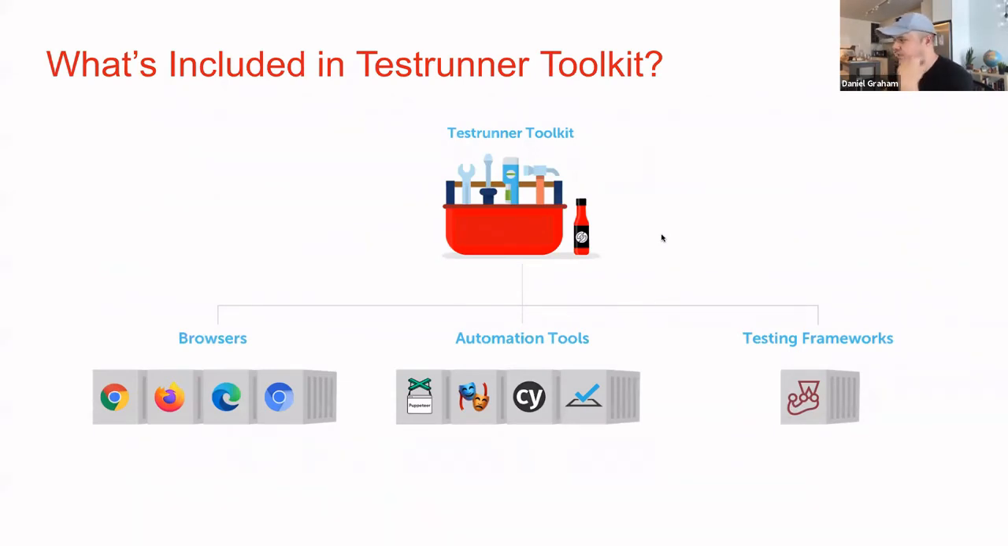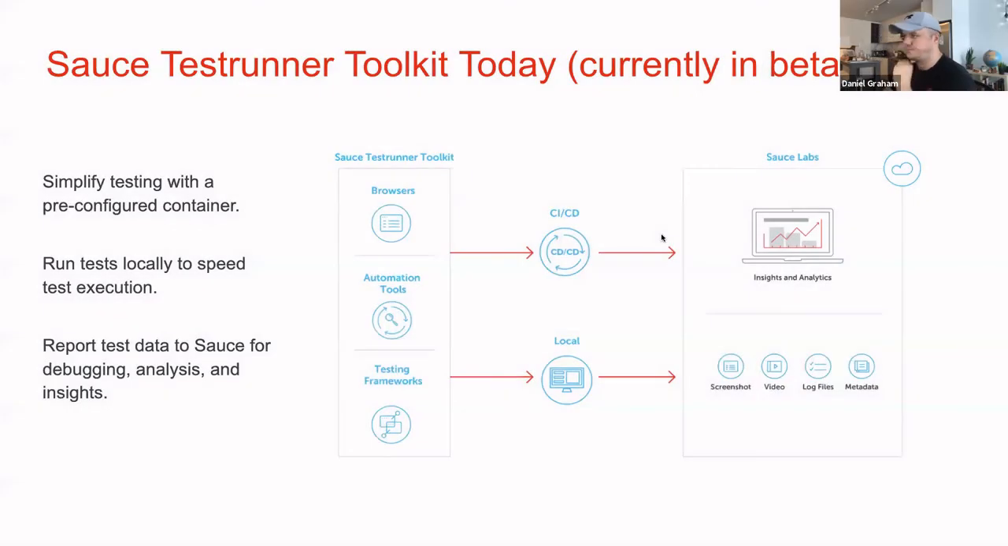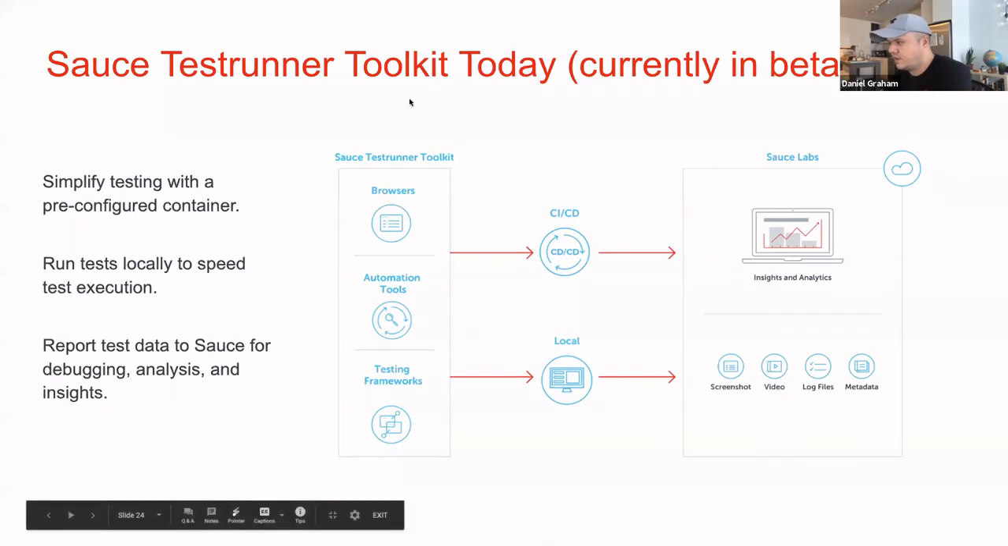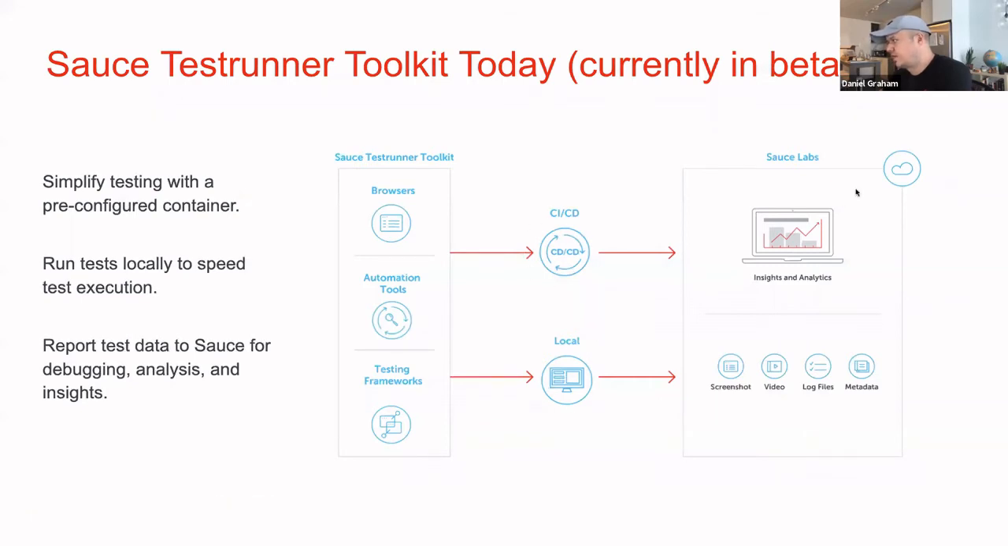Test Runner Toolkit includes the dependencies. Like I said, it has containers that have the browsers, the automation tools, and the testing frameworks that you need for the testing. It's currently in beta, but it simplifies testing with a pre-configured container, lets you run tests locally to speed test execution, and then reports test data to Sauce for debugging analysis and insights. You can get an idea in this diagram here. Here's the container where the automation happens, and then it gets passed to either CI/CD or local, and then it gets passed to Sauce Labs, where we take your test information, the screenshots, videos, log files, and metadata. We retain your assets for later viewing, for later debugging, and we provide insights on top of that.